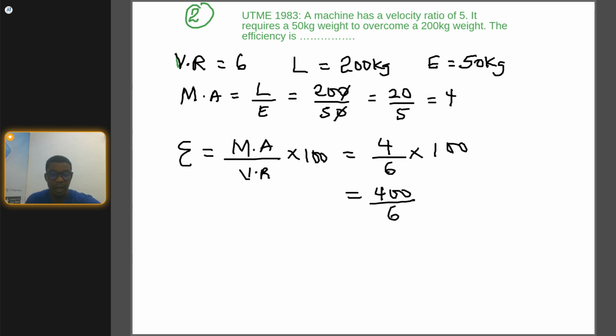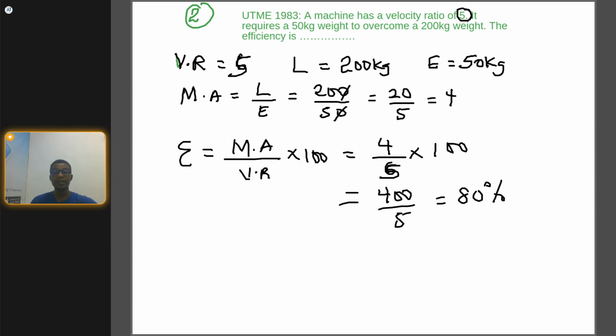So we need to check our solution. Okay, I can see where the error came from. The velocity ratio is 5, not 6. So we have to correct that. If you have that as 5, then we can go ahead to solve again. From the question, the velocity ratio is 5. So we have 4 over 5 multiplied by 100. That is 400 over 5, which is going to give us 80%.